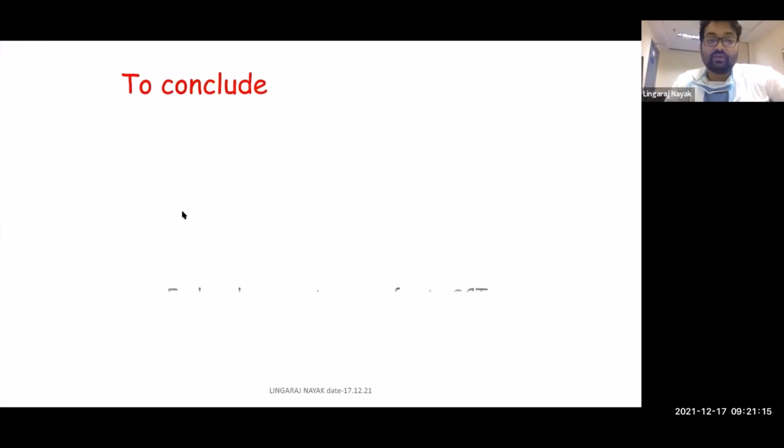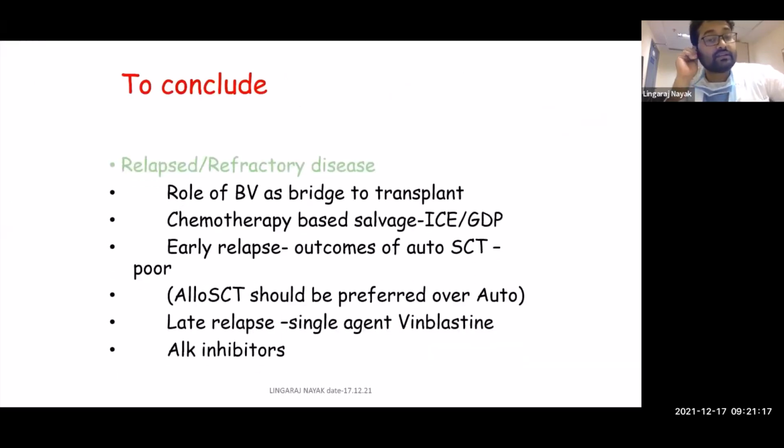So if I want to conclude, in a relapse refractory setting, brentuximab is a good way to bridge to transplant. For chemotherapy based salvage, you can use ICE or GDP depending on the feasibility. If the patient has an early relapse, then the outcome of auto transplant specifically is very poor. Those patients should be counseled for, or worked up for, allo transplant. For late relapses, we should not forget about single agent vinblastine, the phenomenal data that you have seen from the French group, and the ALK inhibitors, that is very recent.